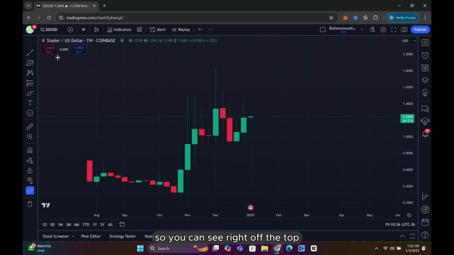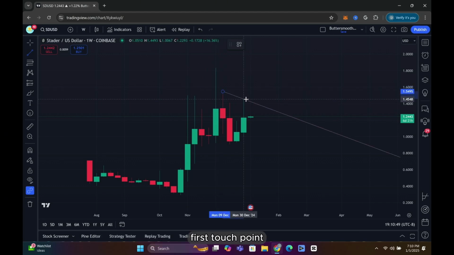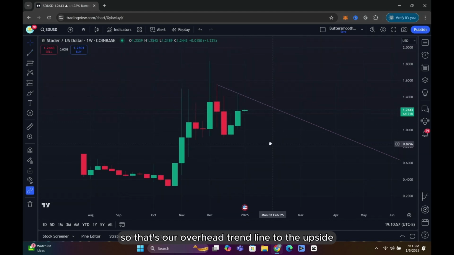So you can see right off the top, I see a trend line to the downside. But instead of drawing it from December 2nd, 2024, I'm going to start it here on December 9th, 2024, first touch point. Second touch point here, December 30th, 2024. So that's our overhead trend line to the upside.